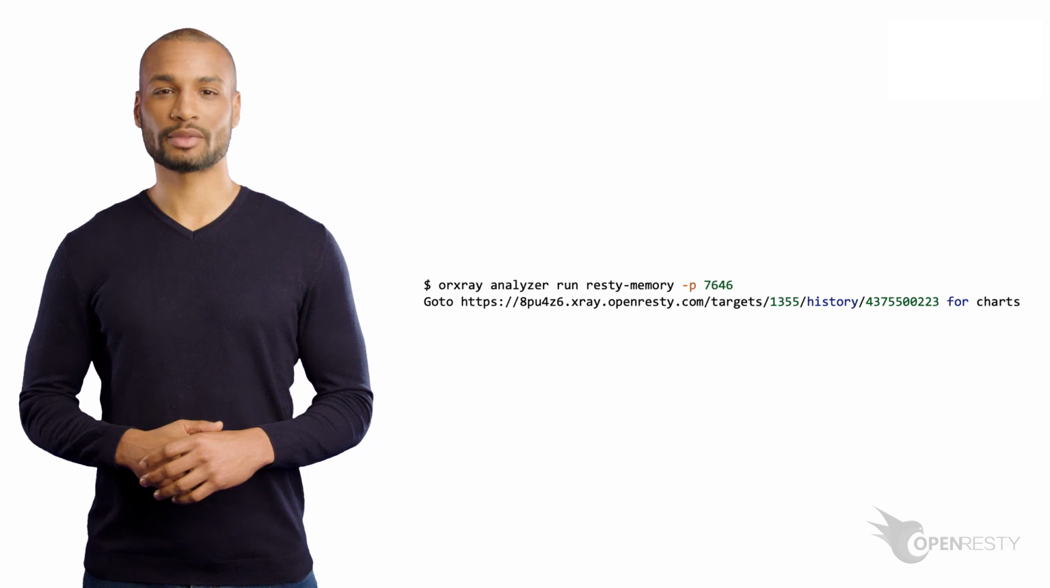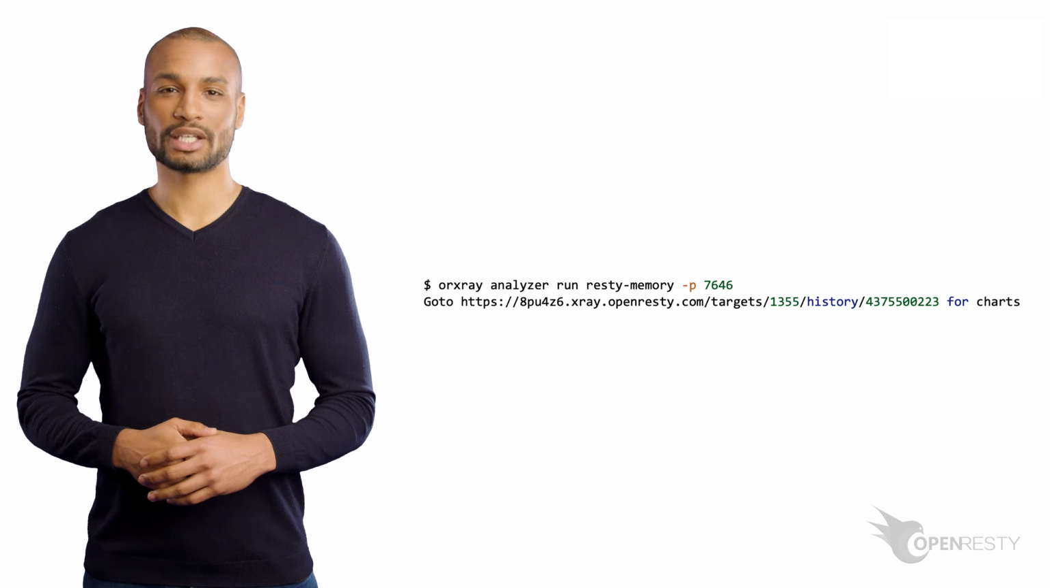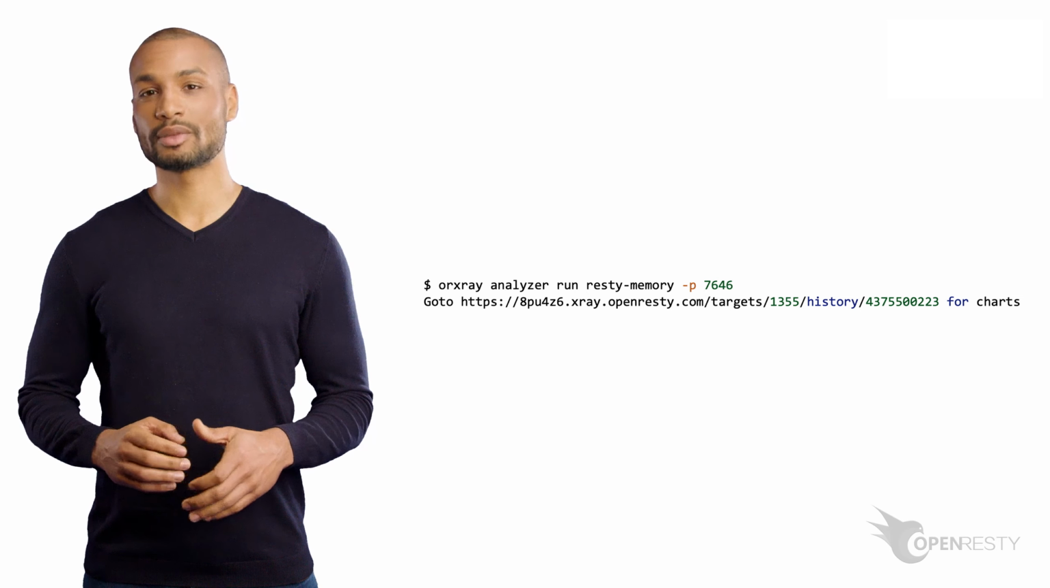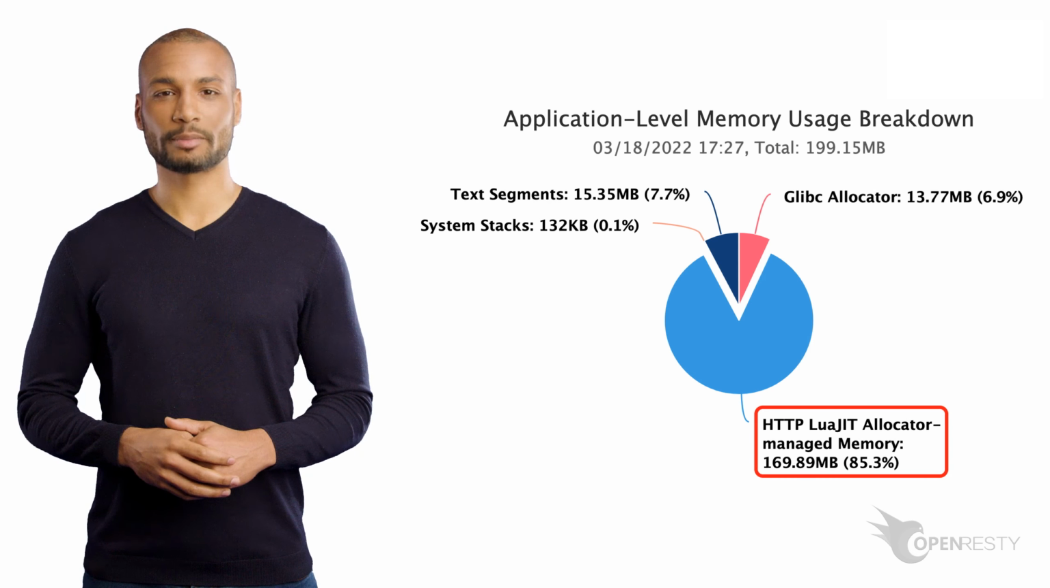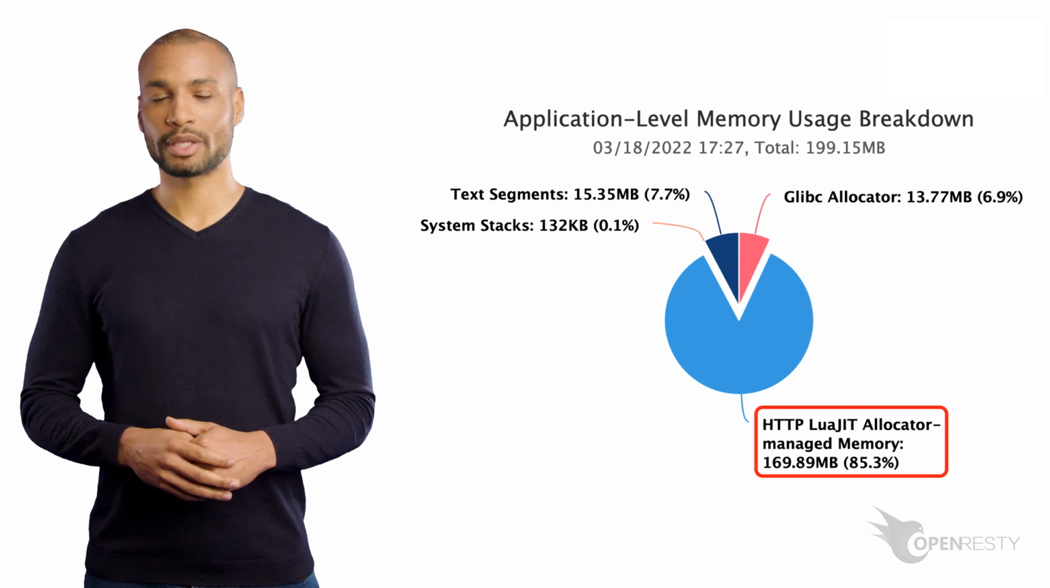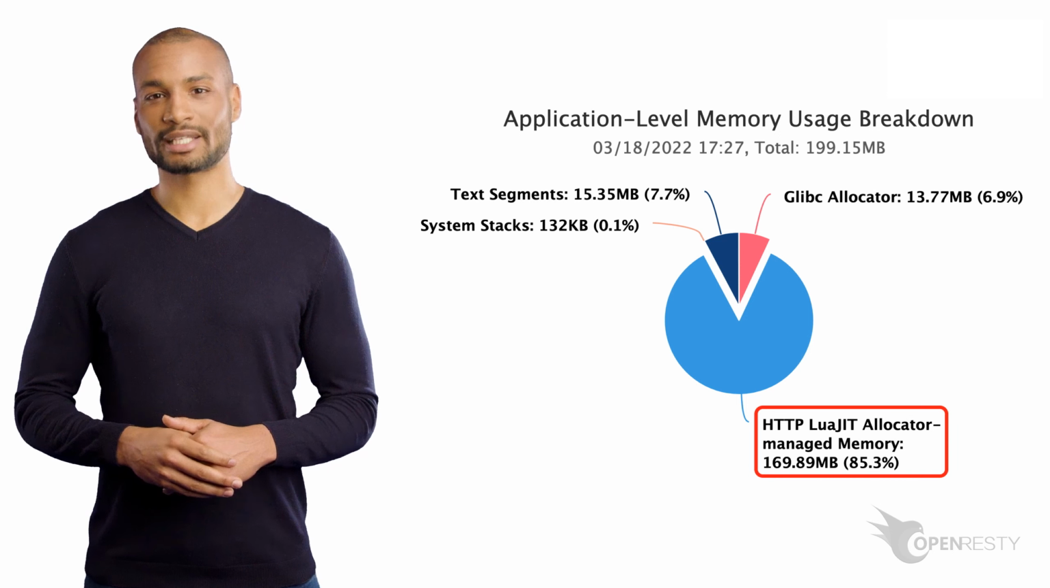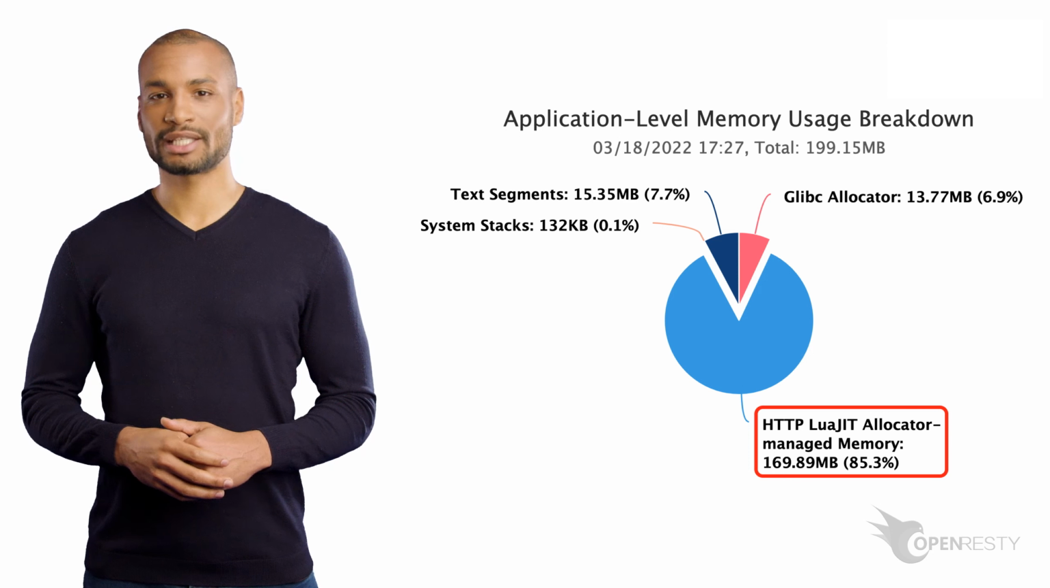Why is that? We can use OpenResty X-Ray's Resty Memory Analyzer to check the memory usage of the nginx worker process. We run this command with the PID of the process. Then we open the URL in a browser to see the results. The results show that most of the memory is used by the HTTP LuaJIT allocator, which manages LuaJIT memory. We click on the pie chart to see more details.